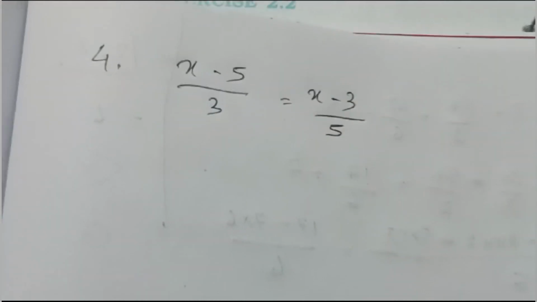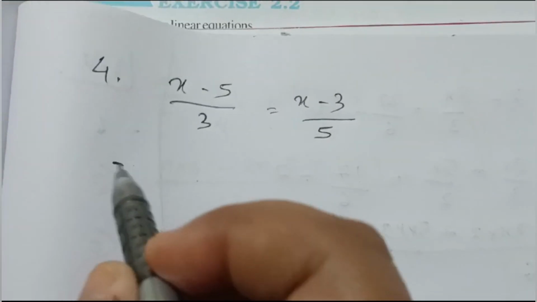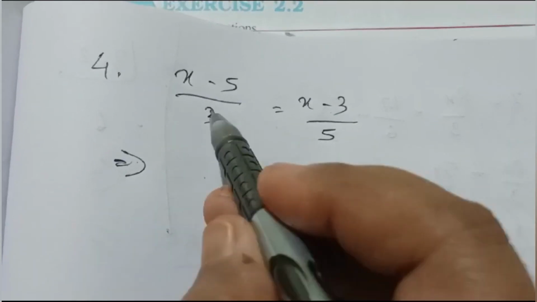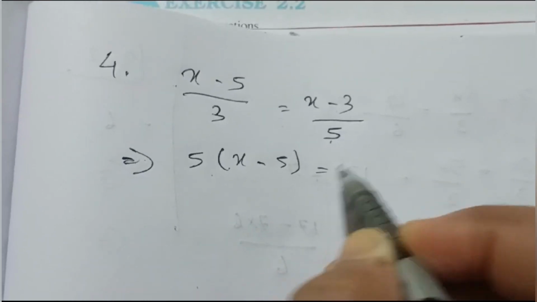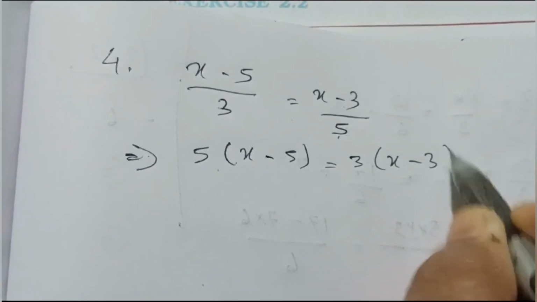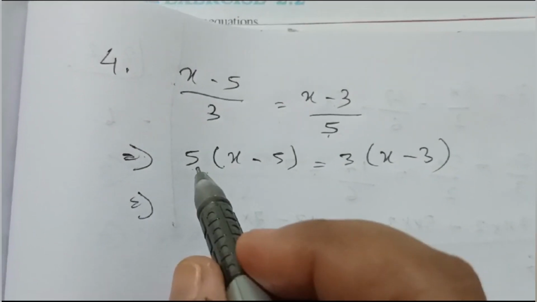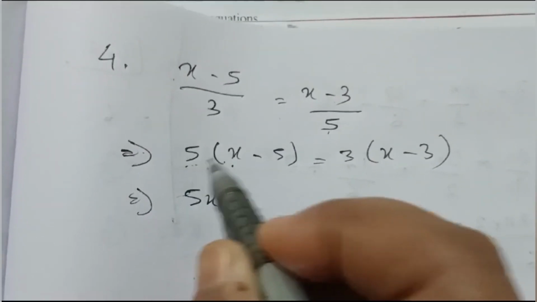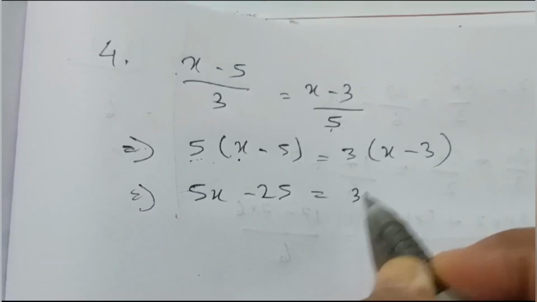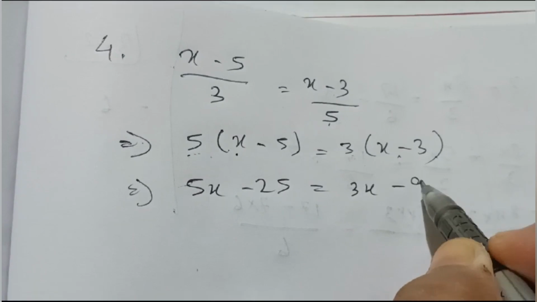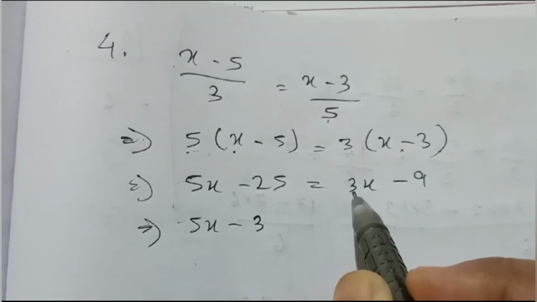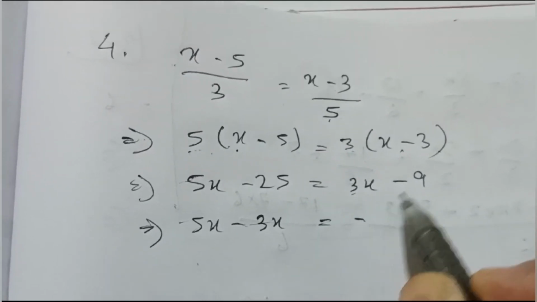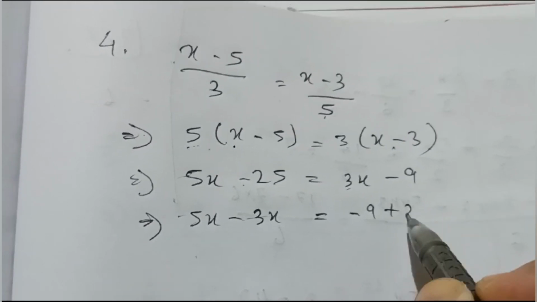Okay, so I have written here the question in the copy. So let us do this one now. Here we'll do cross multiplication like this. This 5 will come here and this 3 will go there. Then 5 like this, x minus 5 is equal to 3x minus 3. Then we'll do multiplication. 5x are 5x, then this one 5 5s are 25. Then this one 3x and this one will be 9. So x will bring here, so 5x, if 3x will come here, then it will come minus x, then minus 9 will remain like this, and this will go there plus 25.